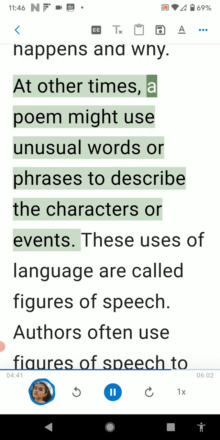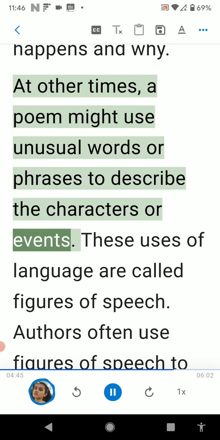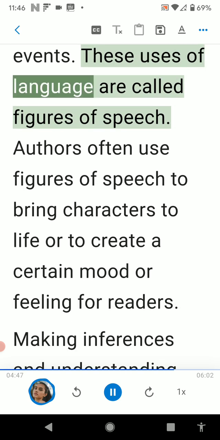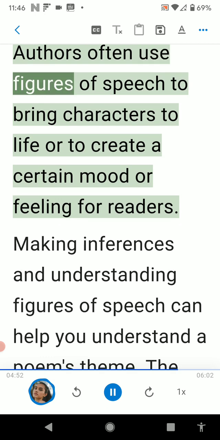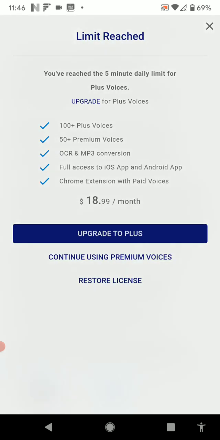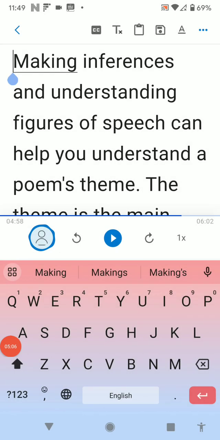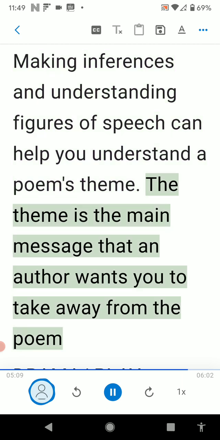At other times, a poem might use unusual words or phrases to describe the characters or events. These uses of language are called figures of speech. Authors often use figures of speech to bring characters to life or to create a certain mood or feeling for readers. Making inferences and understanding figures of speech can help you understand a poem's theme. The theme is the main message that an author wants you to take away from the poem.